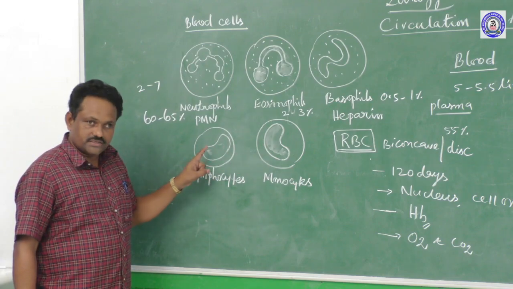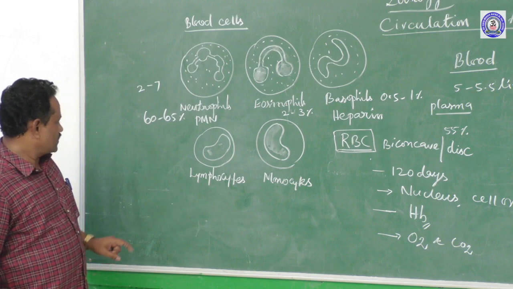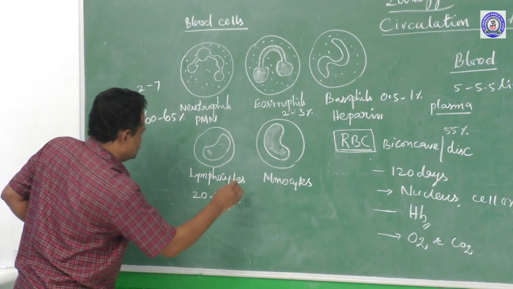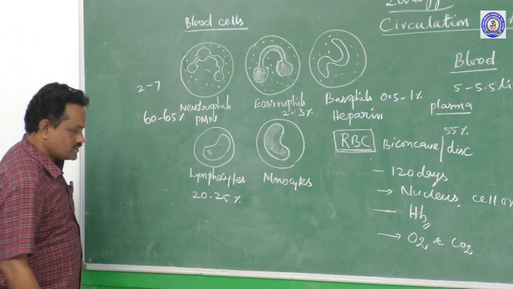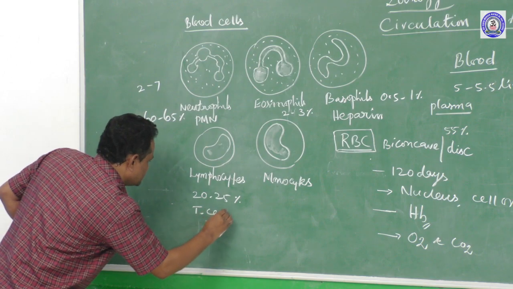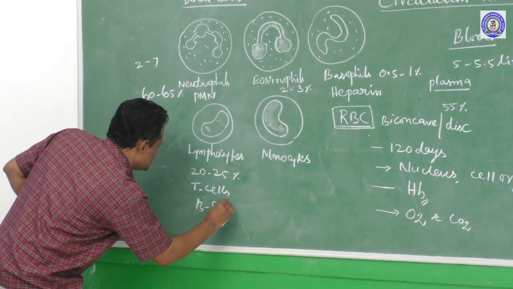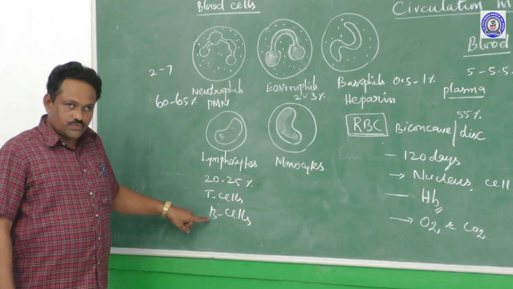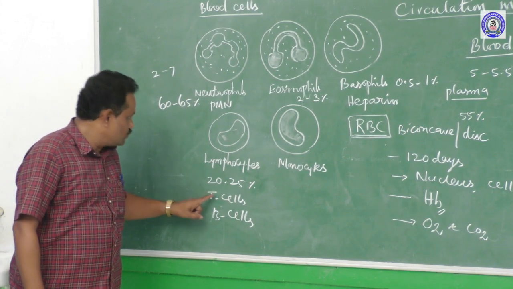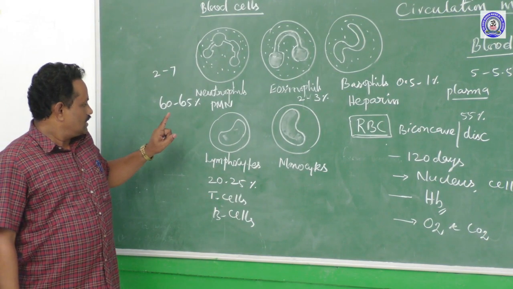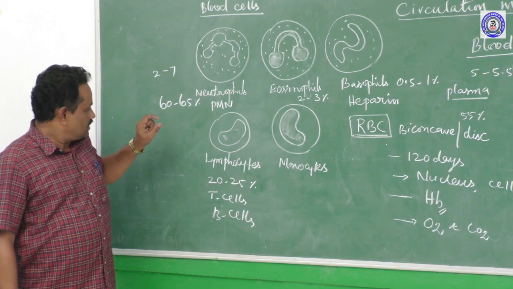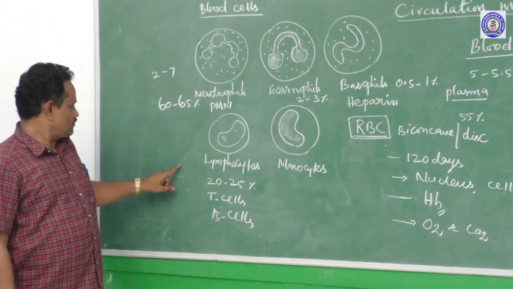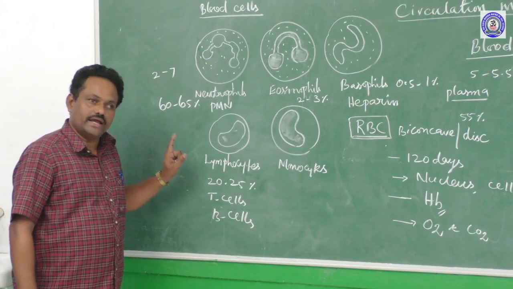Mostly the nucleus is a kidney-shaped nucleus. The lymphocytes are about 20 to 25% of the total count. The lymphocytes are of two types: one is called T cells, another one is called B cells. The T cells and B cells provide different types of immunity, and the lymphocytes fight against microbial infection and also produce antibodies.